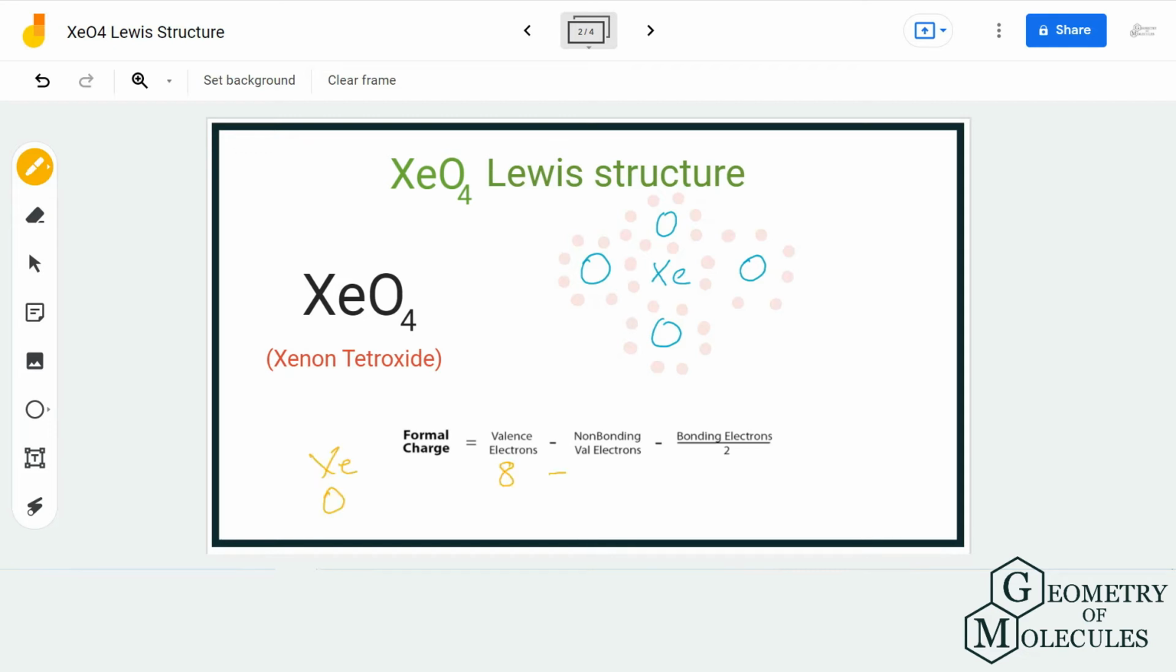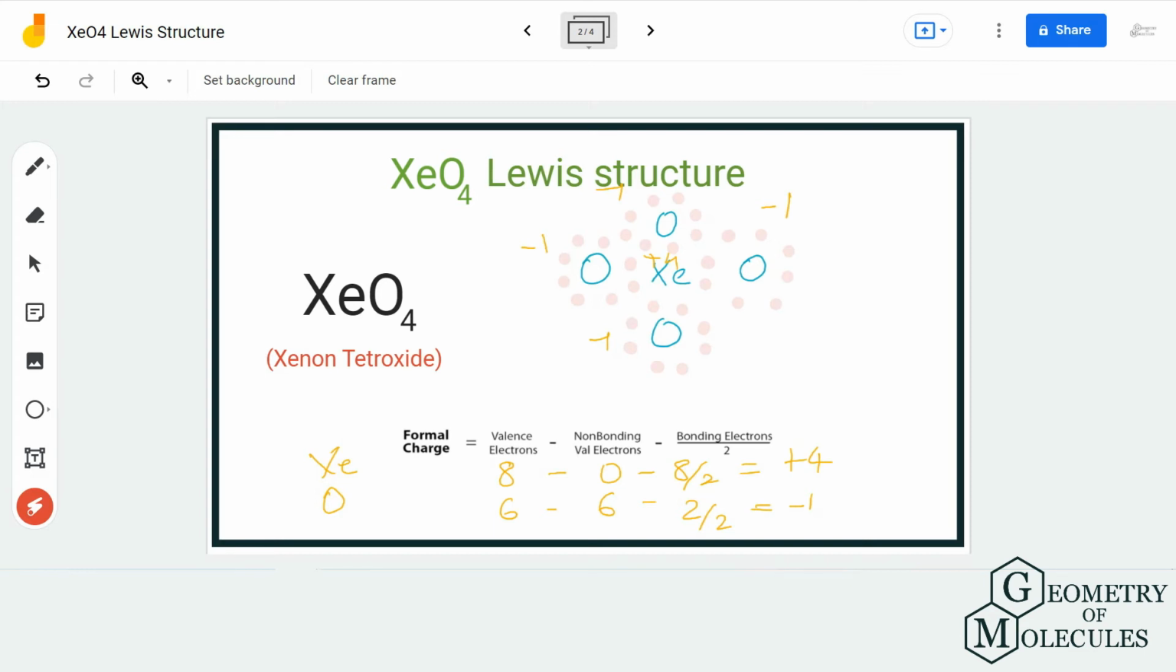If you calculate the formal charges for this Lewis structure, you will find out that xenon has 8 valence electrons, out of which 0 are non-bonding and 8 are bonding. So the formal charge is +4. And for the oxygen atom, we have 6 valence electrons, out of which 6 are non-bonding and 2 are bonding, which leaves it with a charge of -1.